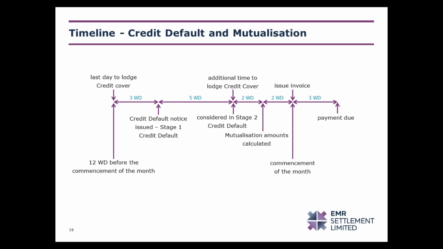If the required amount of credit cover has been provided, you'll be notified by 9 working days before the commencement of the relevant month. But if it's not provided, we will actually notify you of that fact as well. You will also be entered onto the credit default register as being in stage 1 credit default. This credit default register is published on ESC's website. We'll actually give a link to ESC's website at the end of this presentation so you can explore it.